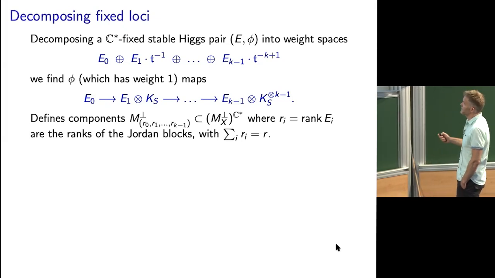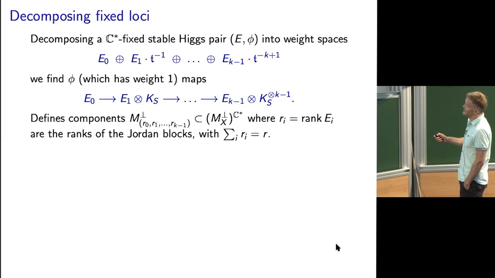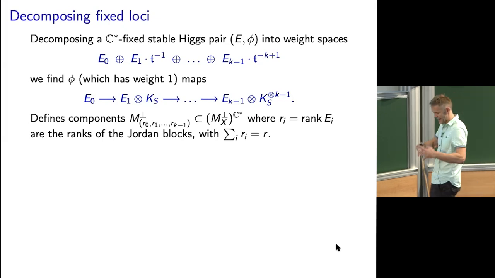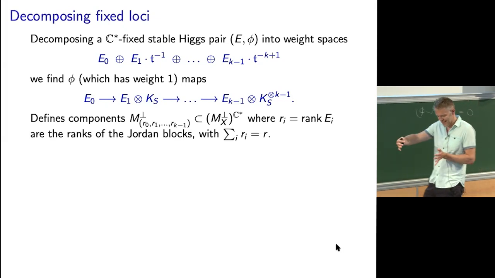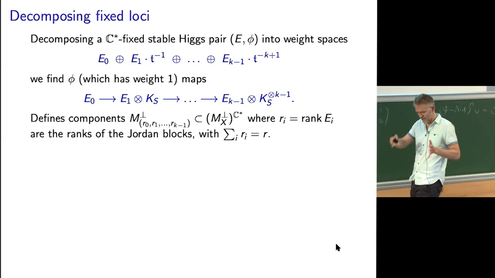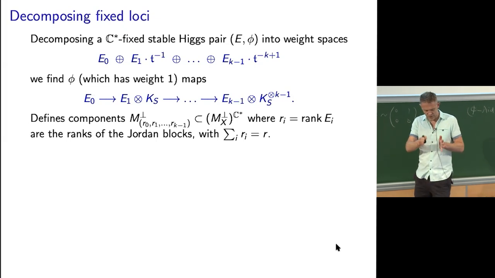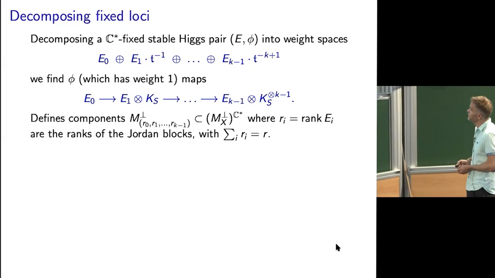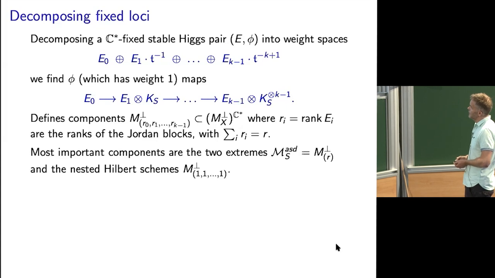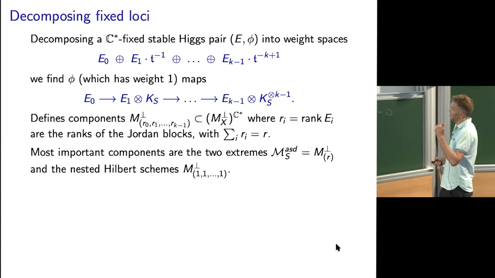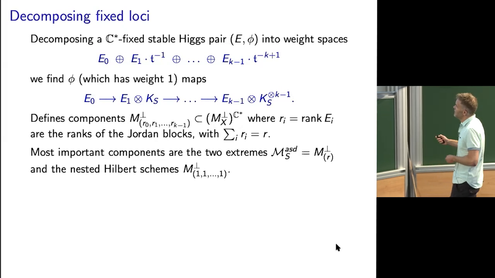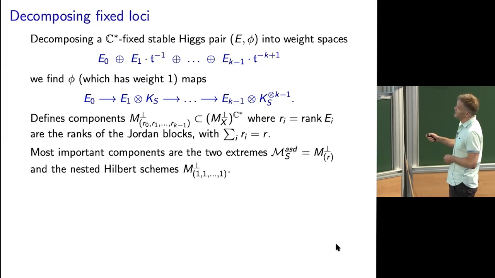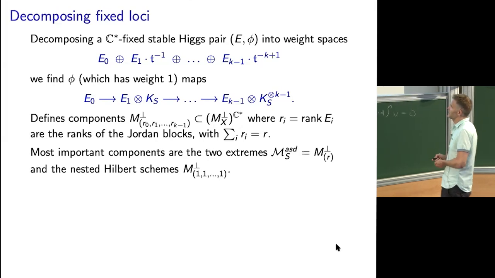So you get these components of the moduli space where these are the ranks of these pieces. So these are the ranks of the sheaf. You've got the sheaf on this thickening of S, and it has ranks on different thickenings of S. You can look at what its rank is, and those are these r_i. And the most important components, as Lothar explained yesterday, are the two extremes, where the whole thing is supported on S, so everything's in E_0. That's the instanton locus that he discussed and I'm not going to talk about much.